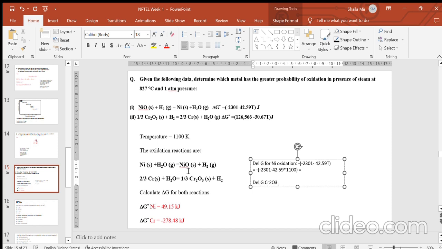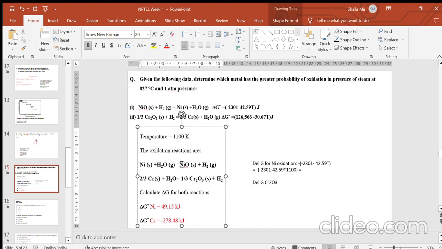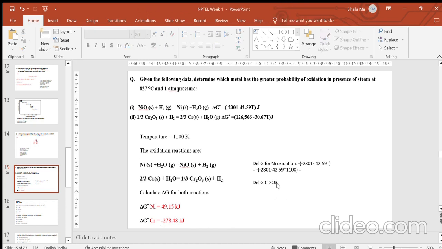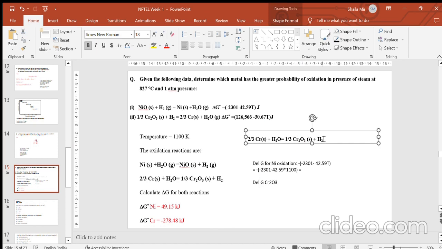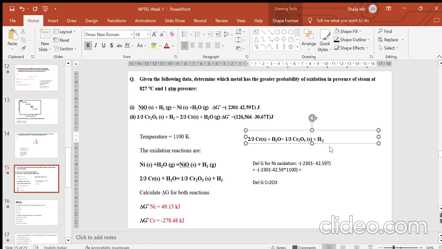But you also have to find the delta G for chromium, because we are oxidizing chromium. We can compare the two equations only when we are talking about 1 mole for each. This is the production for 1 mole of nickel oxide, but this is not for 1 mole of chromium oxide. So you have to make sure that you convert this equation. So how will you do it?